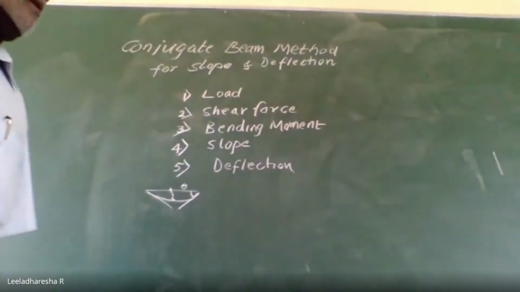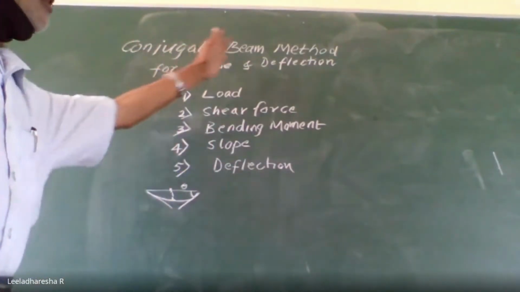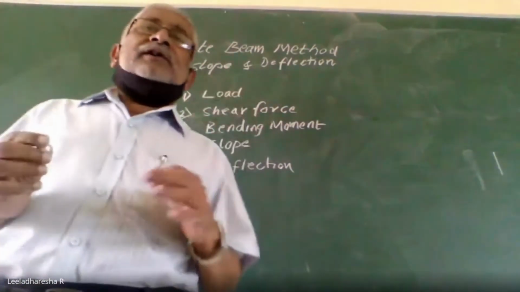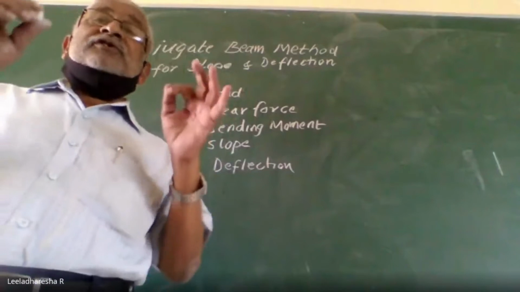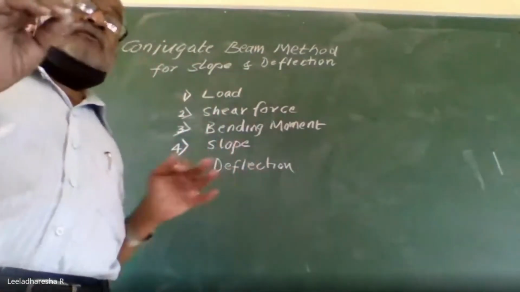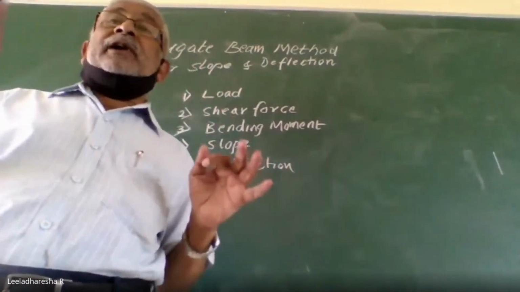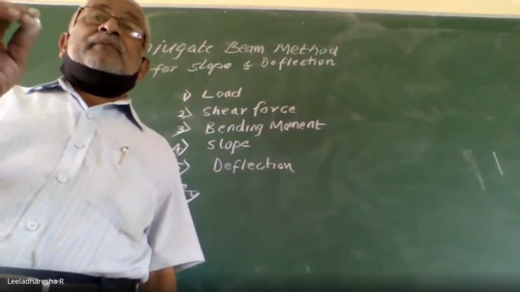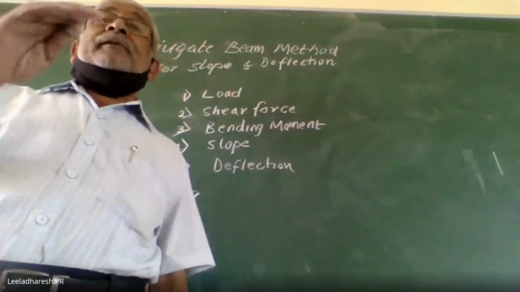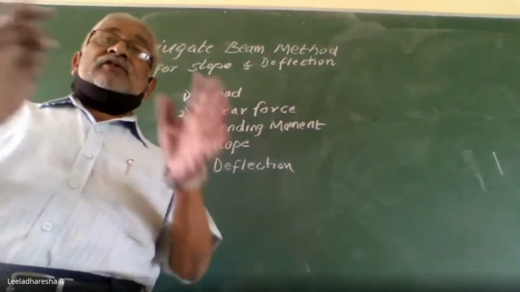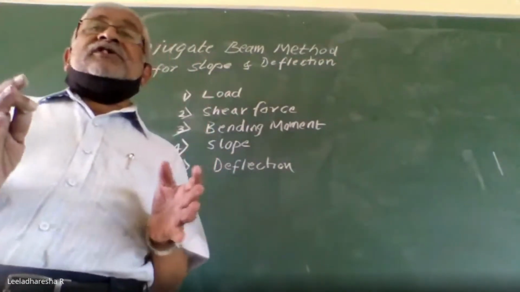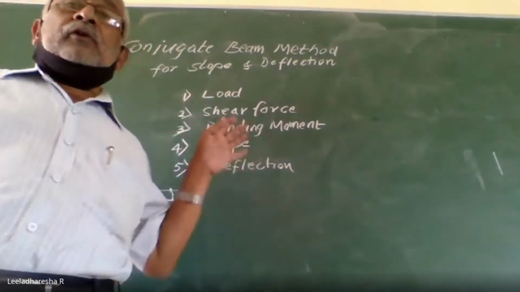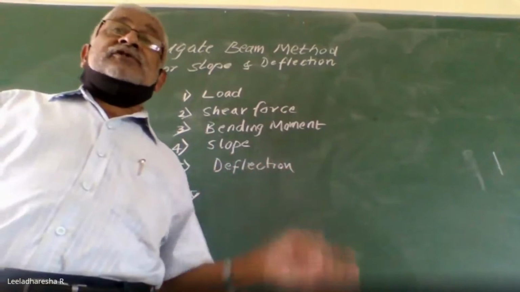So now I will come to the concept of conjugate beam. A conjugate beam is nothing but a beam which is loaded with its bending moment divided by EI diagram. So the bending moment diagram becomes the load for the conjugate beam. This is a very important statement one has to remember before we go for analysis of conjugate beams.